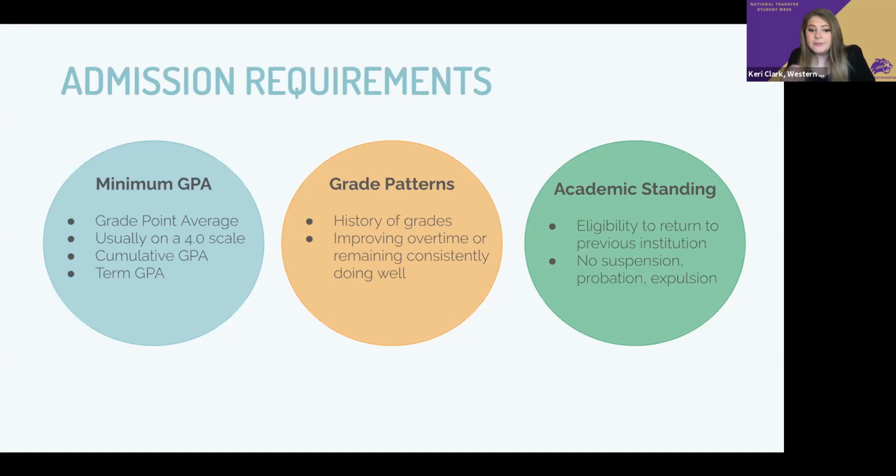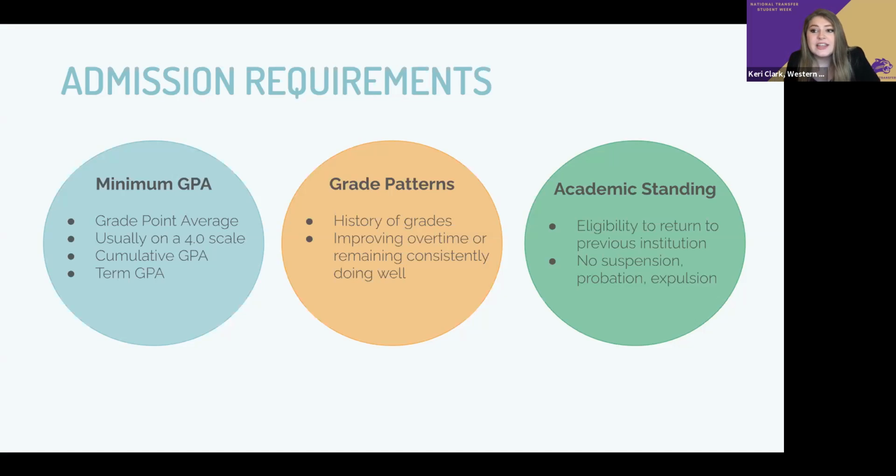And then you've got a cumulative GPA that they'll look at, and also a term GPA. Now, the cumulative GPA is just all of your grades that you have previously taken, calculated into one big GPA of all your academic history. And then you have your term GPA, which is just based on one semester. So a college will look at your cumulative GPA and also sometimes your most recent term GPA, and that will factor into grade pattern history.